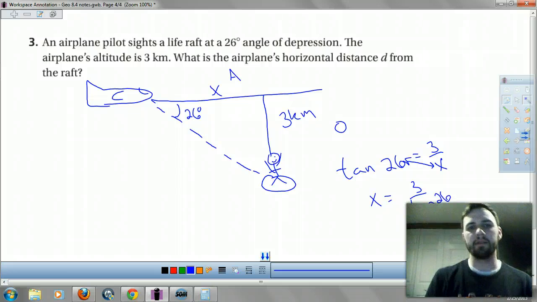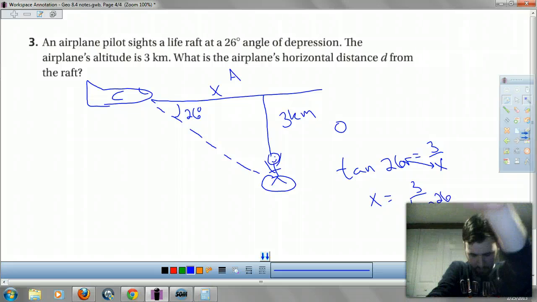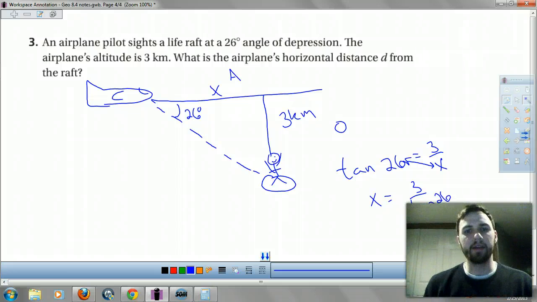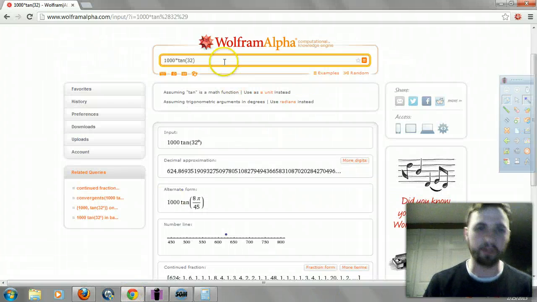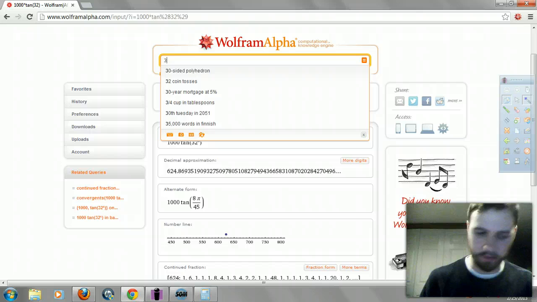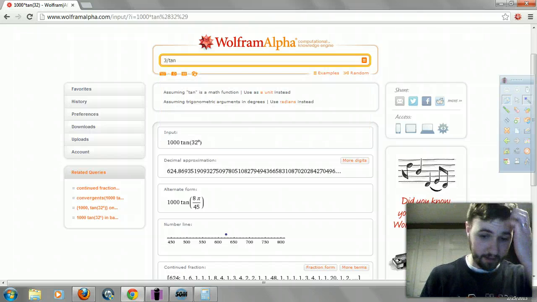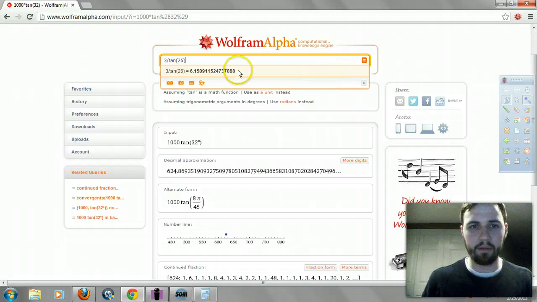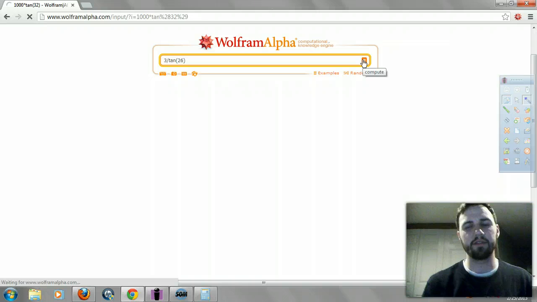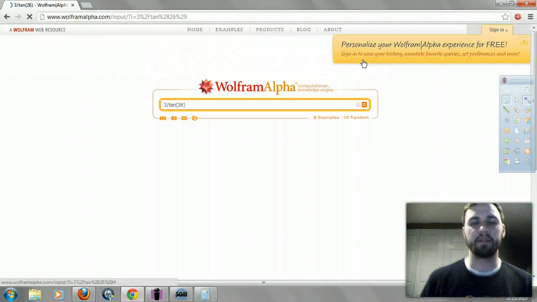Okay. And again, your airplane, 26-degree depression, 3 kilometers up. How far from the person? I gotta use Wolfram Alpha. Not that smart. 3 divided by tan 26. Tan of 26. Is that right? 6.15? I think so. Sounds right in my head, just in case. 6.15.